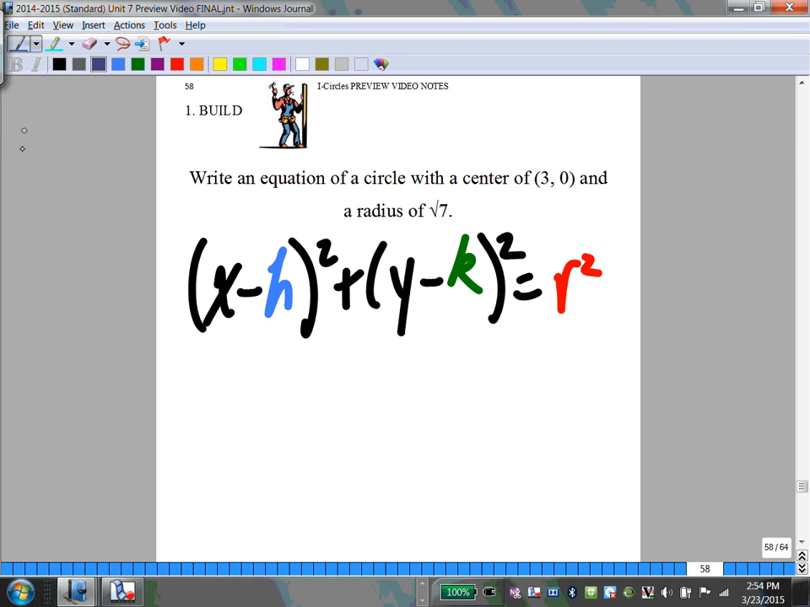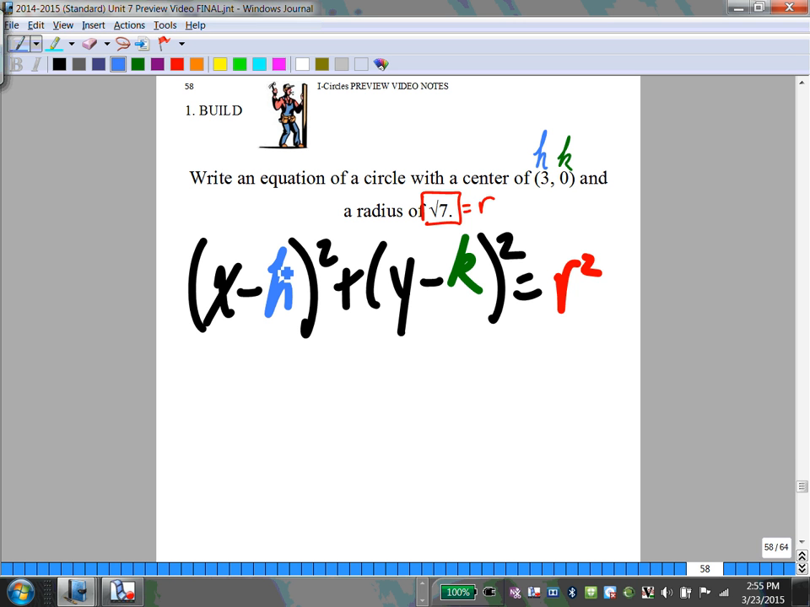Now let's go back and label our stuff. Our h and k is the center of the circle. So in this case, h is 3, k is 0, and box that √7, that's your radius. You write the equation. Now we plug stuff in.